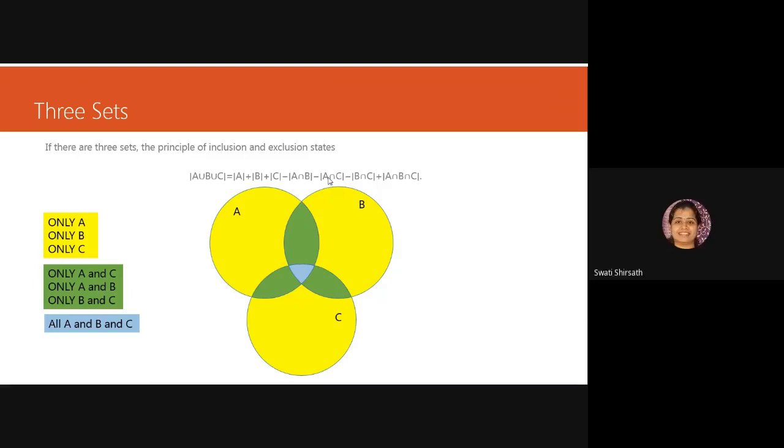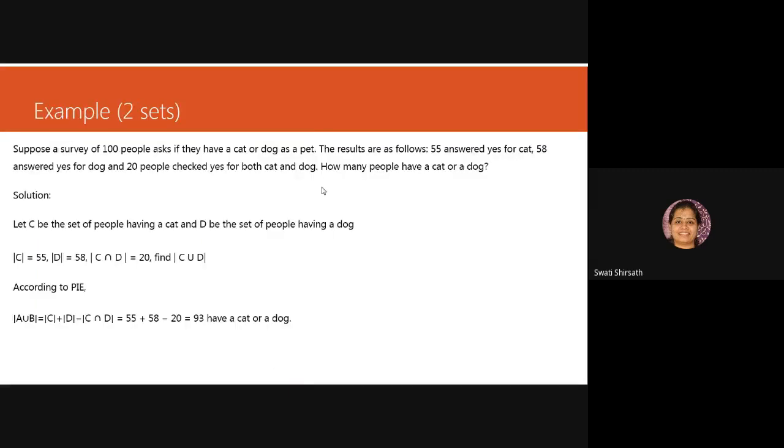Remember the formulas. They are very simple. Okay. Now, this is the example. Suppose a survey of 100 people asked if they have a cat or dog as a pet. The results are as follows: 55 answered yes for cat, 58 for dog, and 20 people checked yes for both cat and dog. How many people have a cat or a dog?